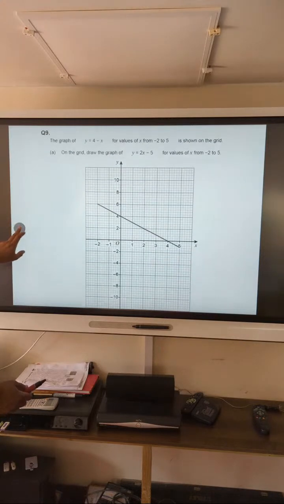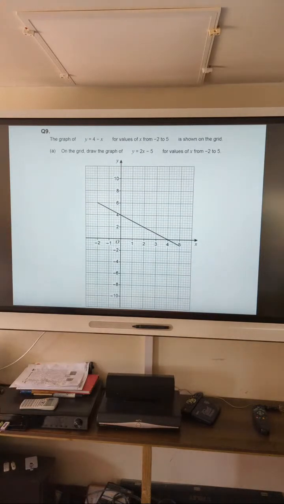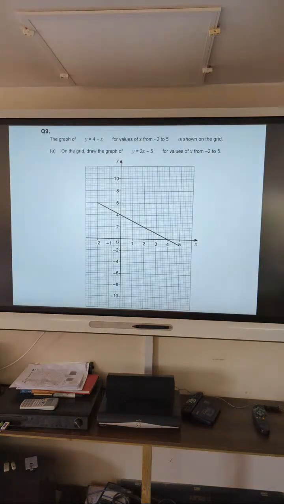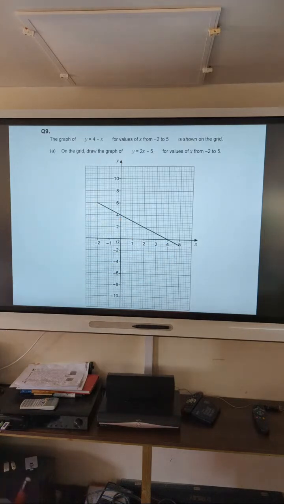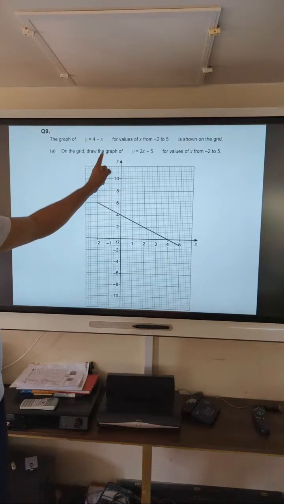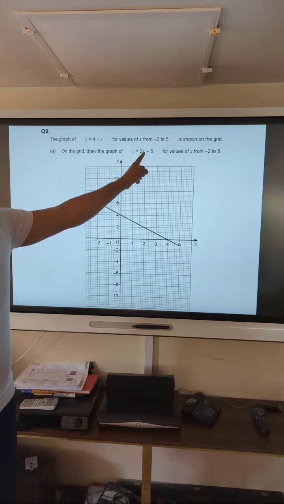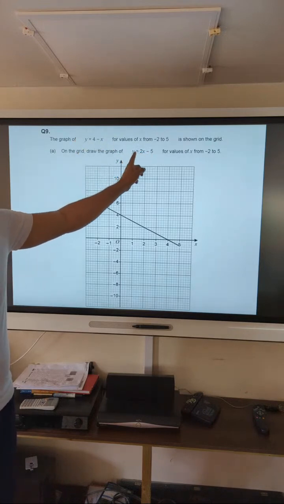Question number 9. The graph of y equals 4 minus x, for values of x ranging from negative 2 to 5, is shown on the grid. So from negative 2 to 5 is given to you on that grid. Now draw the graph of y equals 2x minus 5. So we already have one, we need to do the other one.